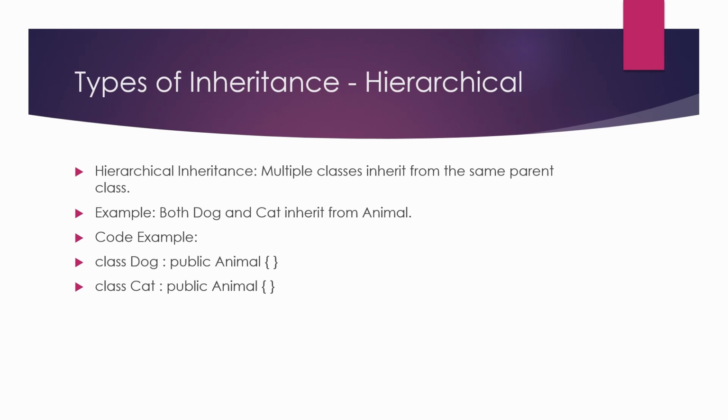In hierarchical inheritance, multiple classes inherit from a single parent class. For example, both a dog class and a cat class might inherit from an animal class. This allows both the dog and cat to share common behaviors from the animal, while each class can still have its specific traits.